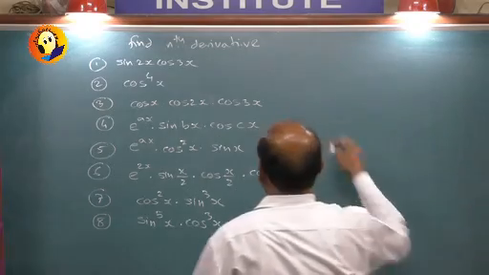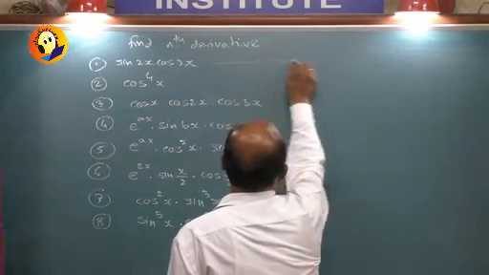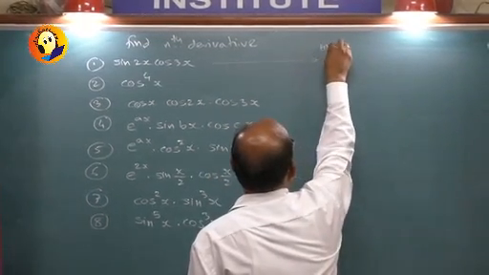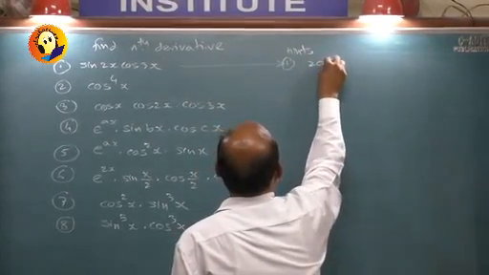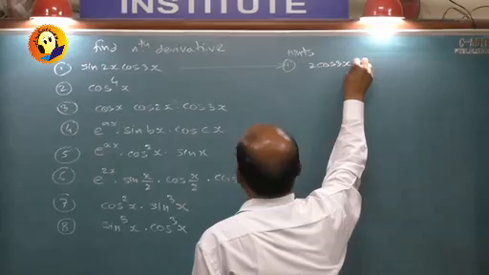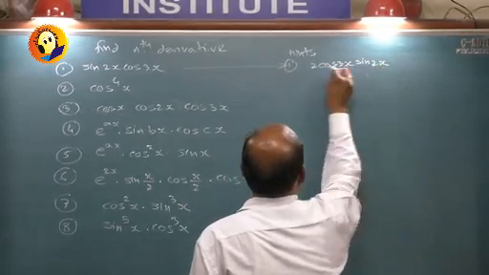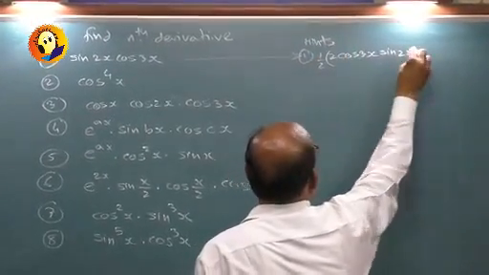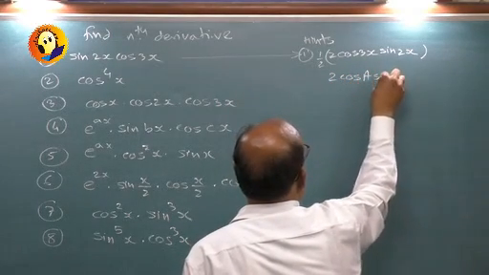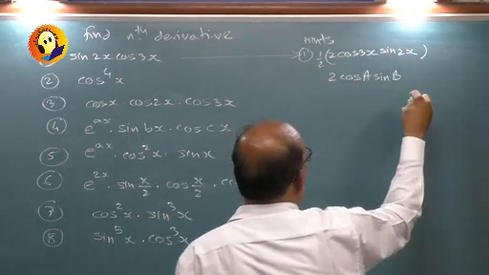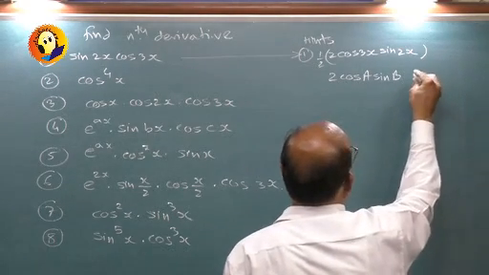See it first. Those who can solve, they can start. I am just giving the hints. It is for the first one. It is 2 cos 3x sin 2x, and I am writing it as half. It will be 2 cos a sin b. Will be sin of a plus b minus sin of a minus b.